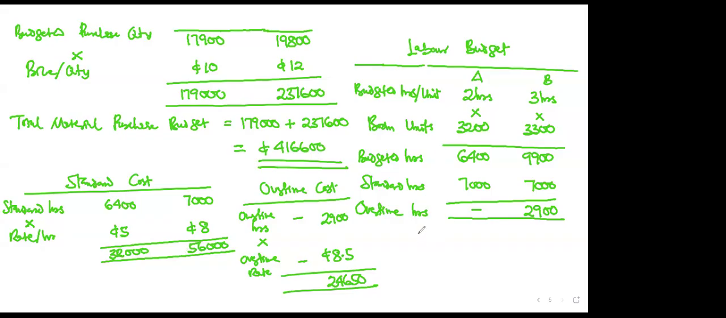Now, if I want to calculate my total labor cost budget for A and then for B, for A, I'll add the 32,000 plus the 0, which will be 32,000. And then for B, I'll add the standard of 56,000 plus the overtime of 24,650. Can you see? Yes.